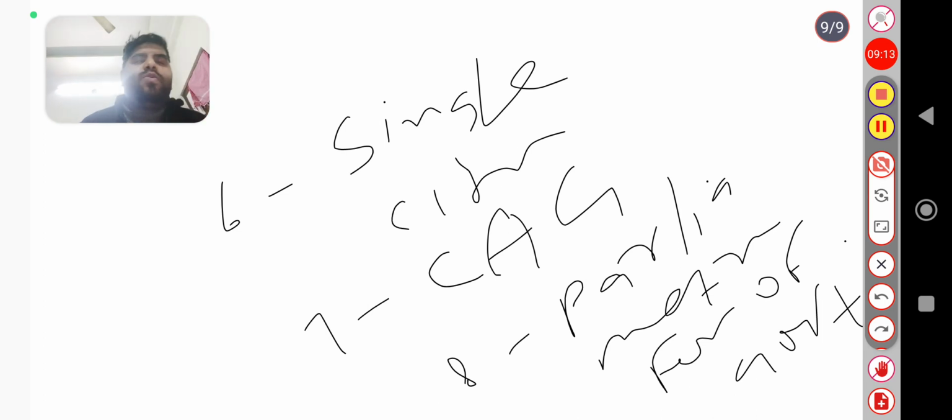So the first point, we reverse from the last, that is parliamentary form of government. Second point is rule of law. Third point is legislative procedure. Fourth point is cabinet system. Fifth point is bicameralism. Sixth point is writ. Seventh point is CAG. And eighth point is single citizenship.